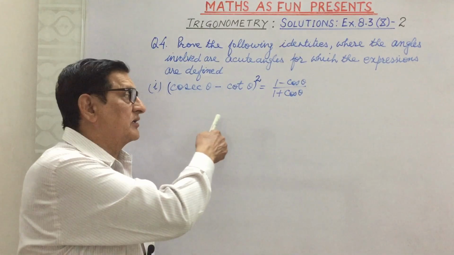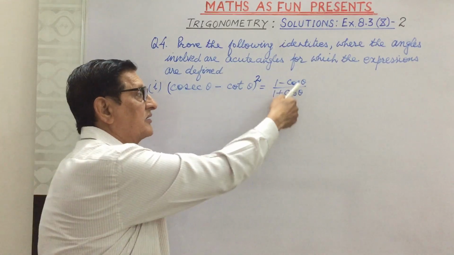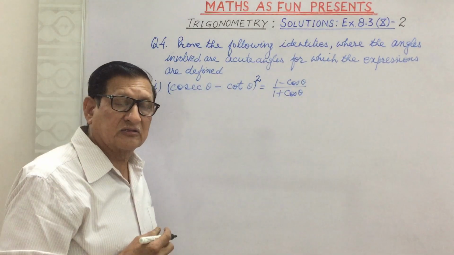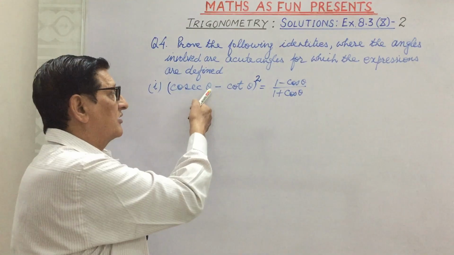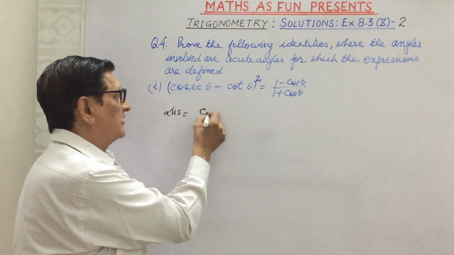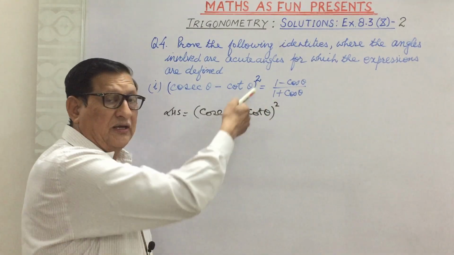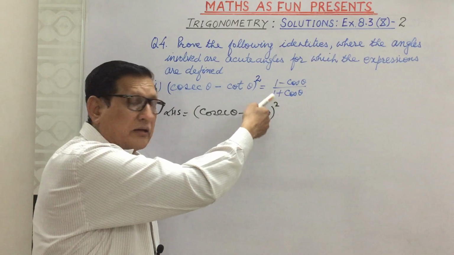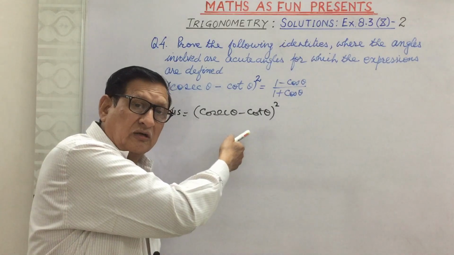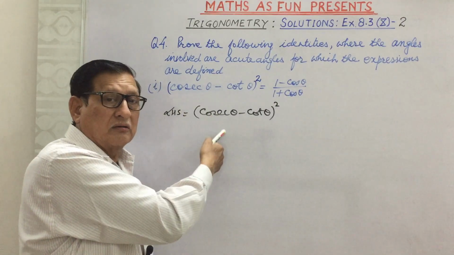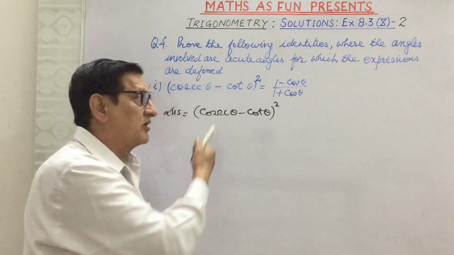In proving this type of identities, either we start the problem from the left hand side or from the right hand side, and we obtain the other side by applying the basic or fundamental identities. Here we will start with the left hand side, and the left hand side is whole square of cosec theta minus cot theta. Then we have to see what we want in the right hand side. Right hand side is in terms of cos theta. Can we convert this into cos theta? Yes, if we express them in terms of sine and cos, we can obtain this part.